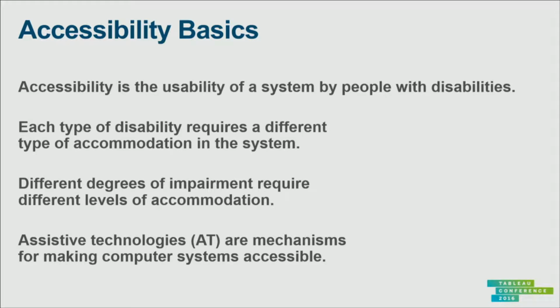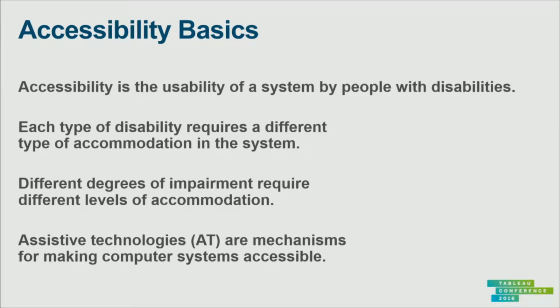So accessibility is the usability of a system by people with disabilities. There are many kinds of disabilities that we're talking about here. They could be visual or hearing or cognitive or motion, motor control. Each of these kinds of disabilities requires a different type of accommodation in whatever system that we're talking about. And different degrees of impairments require different levels of accommodation in the system.